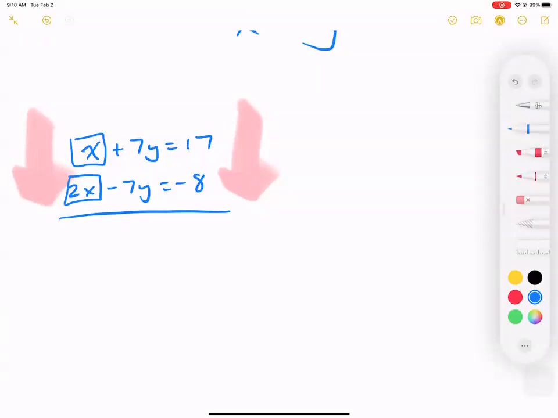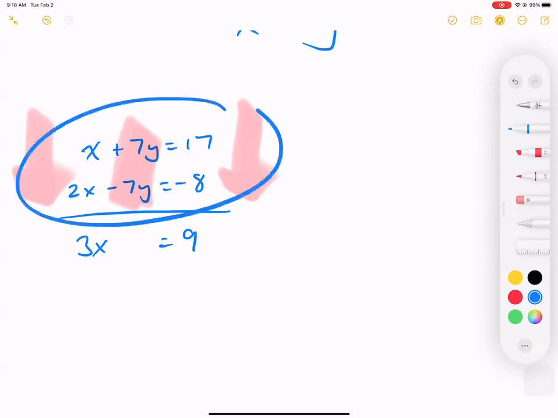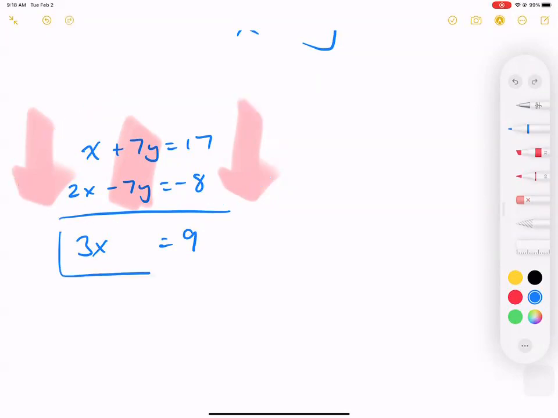So we could combine these guys and these guys would eliminate. 7 minus 7, right? And that's the cool thing. 7 minus 7 gets rid of these y variables. So we're left with 3x is equal to 17 minus 8, which is going to be 9 for us. And take a look. We went from this crazy mess up here to just a nice, easy equation.